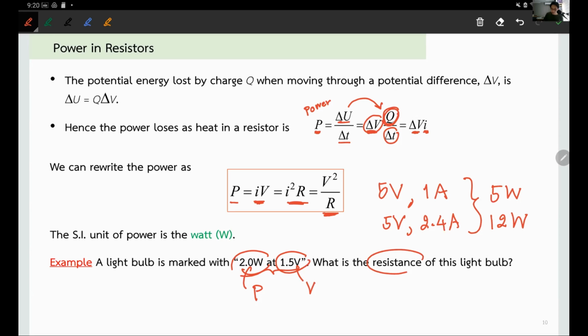You want to figure out the resistance, so you say P equals V squared over R. So R is just V squared over P, and then you can plug in the number and you're done. From now on, for any electrical device, you can figure out everything you want, like the current flow, the power consumption, or the resistance. Everything works through Ohm's law and the power in resistors.